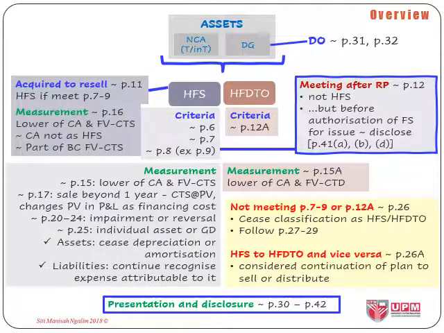In terms of measurement, it should be measured at the lower of its carrying amount and fair value less cost to sell. However, its carrying amount shall be equivalent to the amount as it is not an asset held for sale, thus perhaps taken at its cost, and if the asset is part of a business combination, the value should be measured at fair value minus cost to sell.